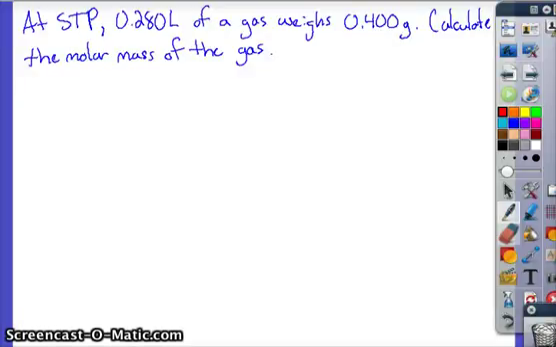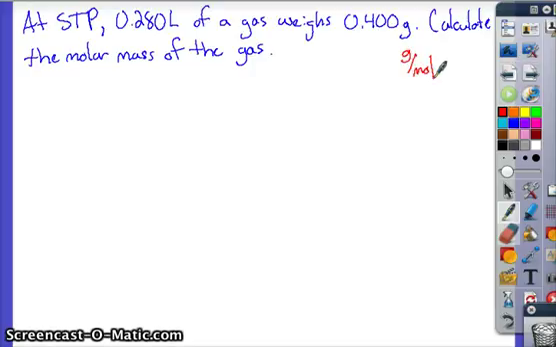Question asks, at standard temperature and pressure, 0.280 liters of a gas weighs 0.400 grams. Calculate the molar mass of the gas. There are a number of ways in which you can tackle this problem. You know the molar mass, or molecular mass, is the number of grams per mole. So in the end you need to find the number of grams per mole of this substance. As long as you can identify grams and moles, you'll get the correct answer.